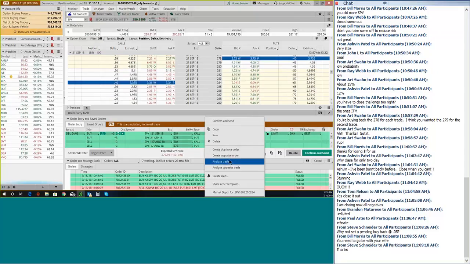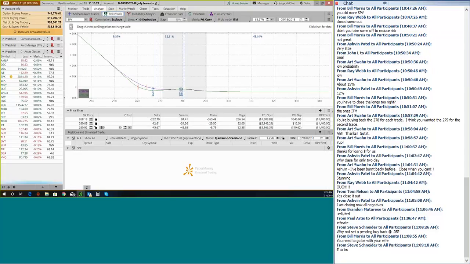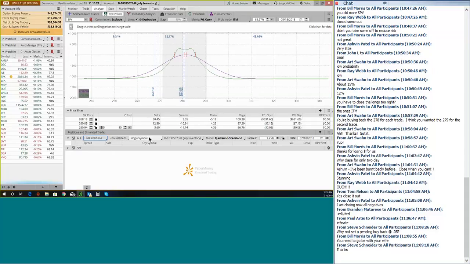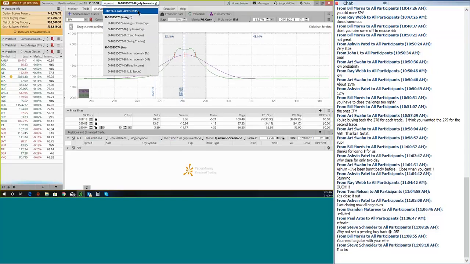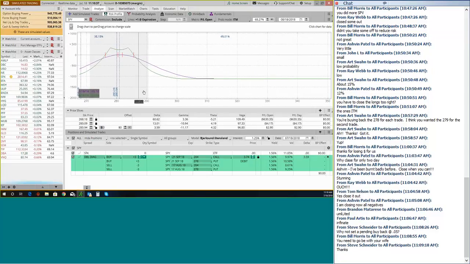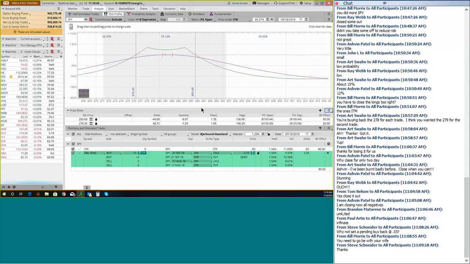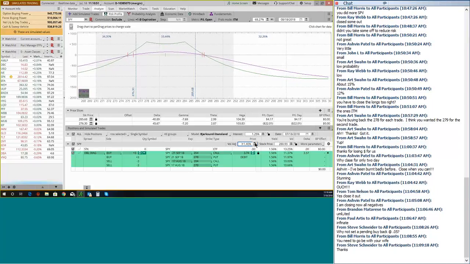Let's analyze this trade and come here to risk profile. And let's hide positions and look at that trade. It has two slices to break even. Okay, so lower probability, but remember, if volatility rises, look what happens to my probability. That's the point of this trade here.